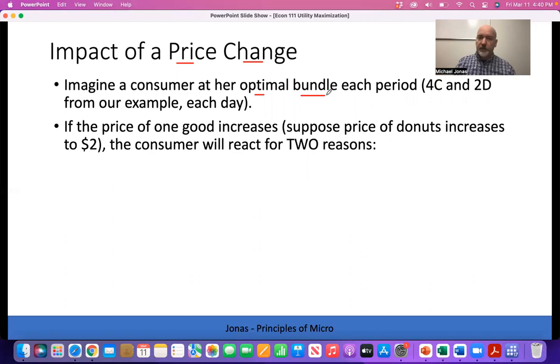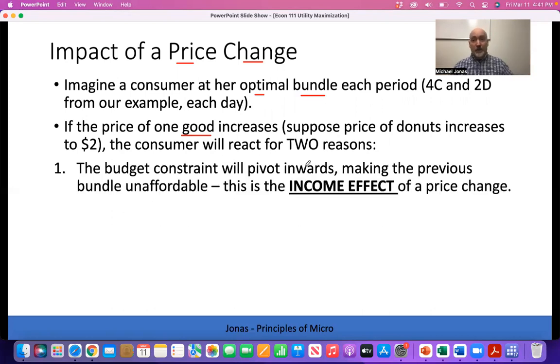But now let's mix it up. Let's imagine that the price of one of those goods increases. From our example, let's imagine the price of donuts goes up, say from $1 to $2. The consumer is going to react to that change for 2 familiar reasons, right? The first is simply, well, if the price of a product goes up, I can't afford to buy the same number of units that I used to. That's the income effect of a price change, from the pivot inward of the budget constraint as price goes up. The old bundle is now outside the new budget constraint, so I have to react. I have to cut back on consumption.